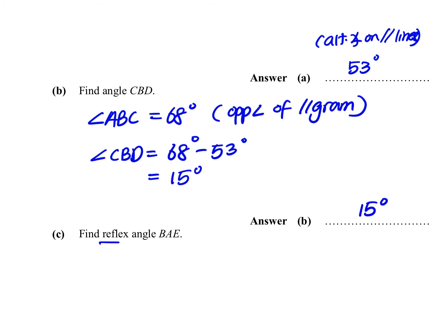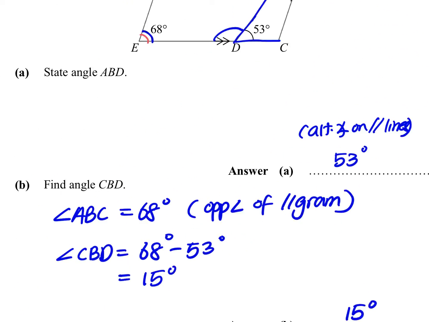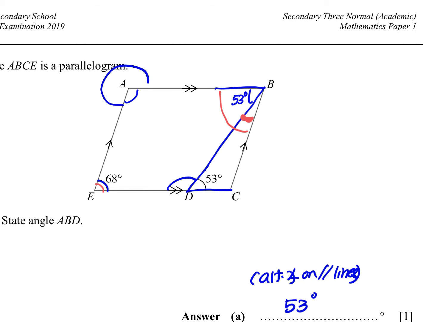Next one. Find the reflex angle. There are 3 types of angle, right? The first one is the acute angle. Then this one, obtuse. Then this last one, reflex. The Chinese dancer can bend a lot. Okay, or yoga. Right? So find the reflex angle BAE. But before we find the reflex angle, we must find angle BAE, the obtuse angle, first.